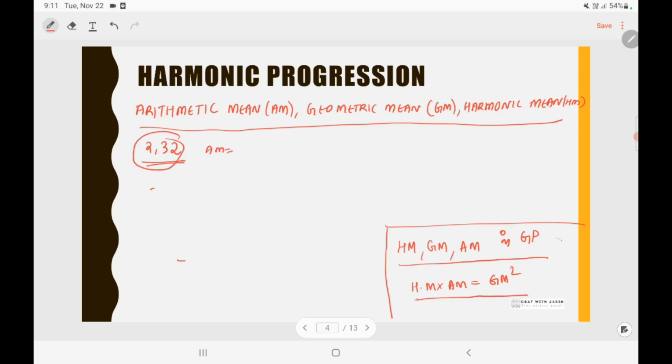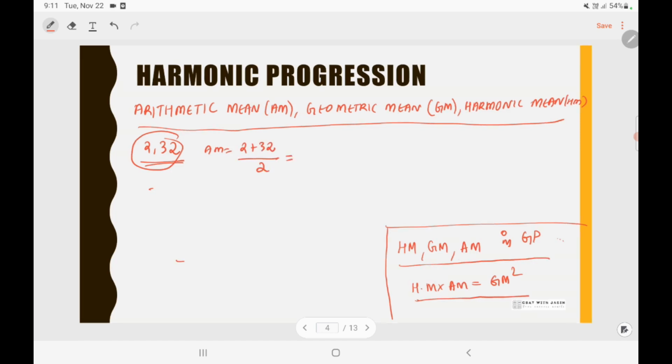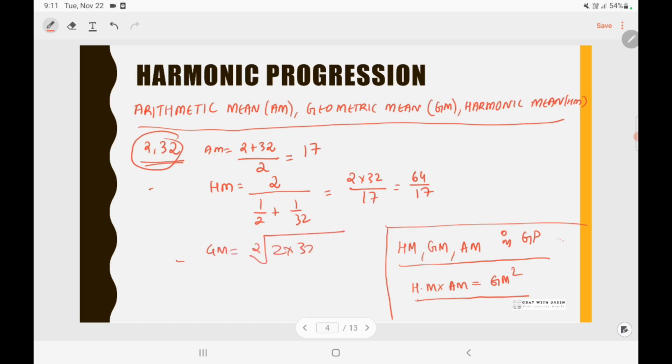Arithmetic mean is equal to 2 plus 32 by 2. So this is equal to 34 by 2, which is equal to 17. And harmonic mean is equal to 2 divided by 1 by 2 plus 1 by 32. So this is equal to 2 into 32 by 17, so you will get 64 by 17. Now geometric mean is equal to square root of 2 into 32, so we will get 8.